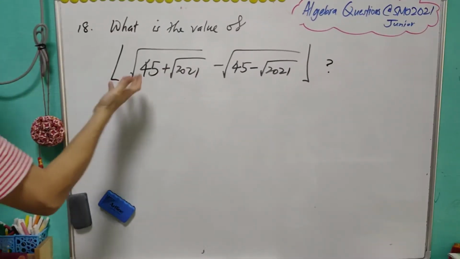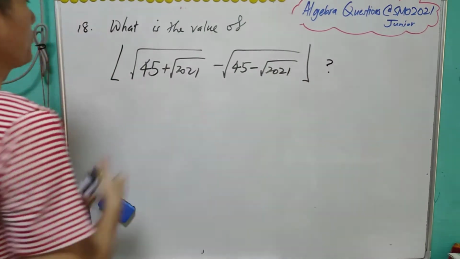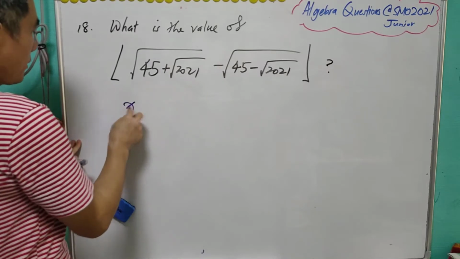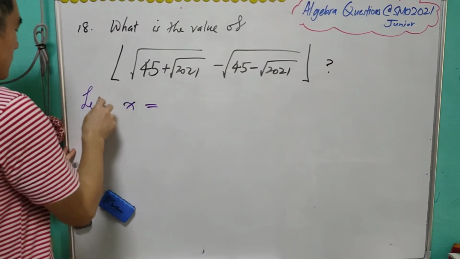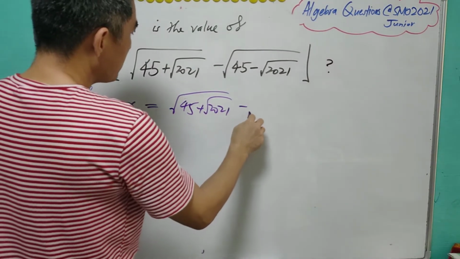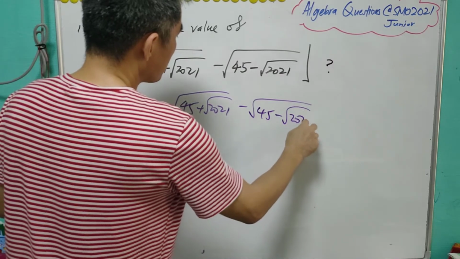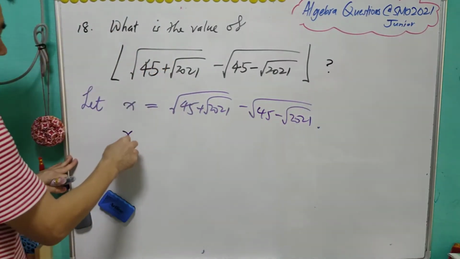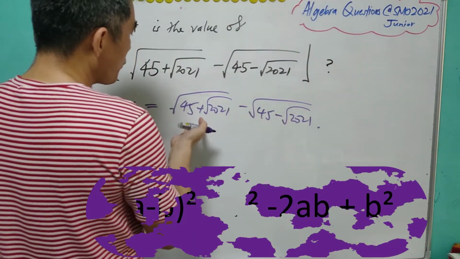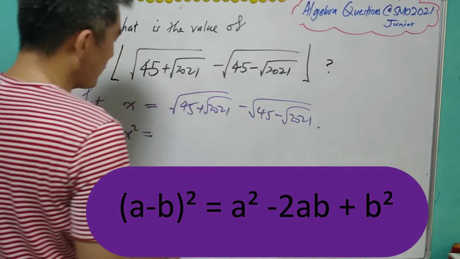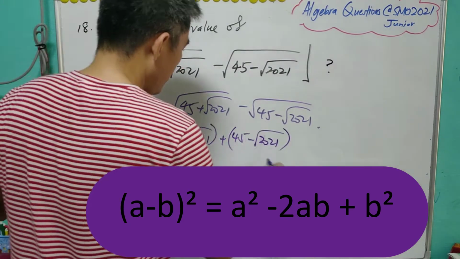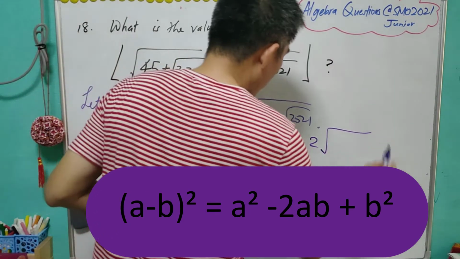For question 18, we are asked to find the value of the floor function of this value. There are 2 ways to deal with that. We do the standard way, called the first method. We let x be equal to the square root of 45 plus the square root of 2021, minus the square root of 45 minus the square root of 2021. Then we square both sides. Let's say this is a minus b. So it will be a squared minus 2ab plus b squared. A squared is as such, and plus b squared, and also minus 2 square root of ab.